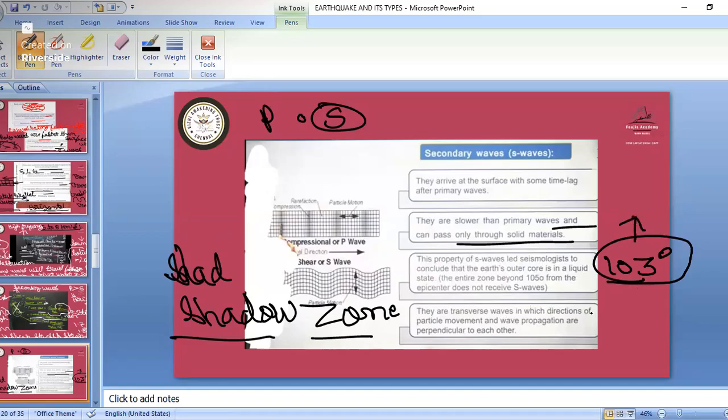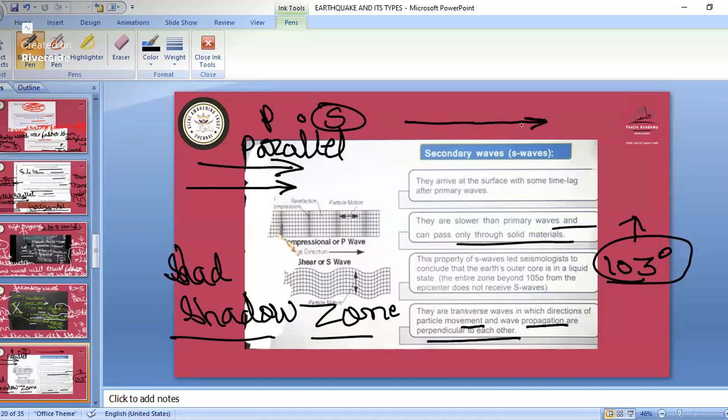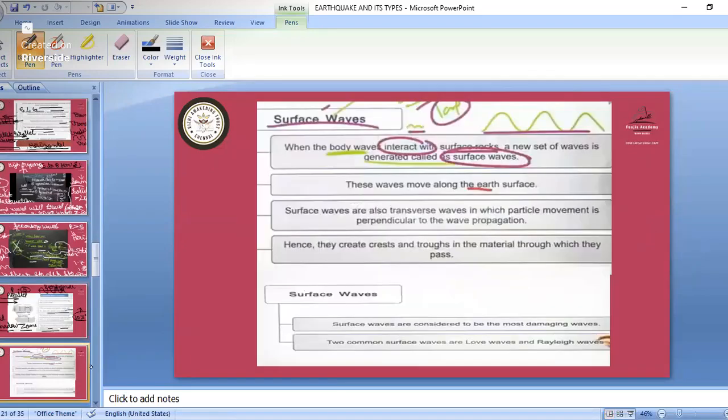They are transverse waves in which the direction of particle movement and the wave propagation are perpendicular. In the P waves, what we studied is that the particle movement and the direction of the waves are parallel. In the S waves, what is happening? It is perpendicular. Here we have the particle motion perpendicular to the direction of the wave propagation. So remember this particular point, and in that only we have the transverse wave formation. Now the next part we have is the surface wave.